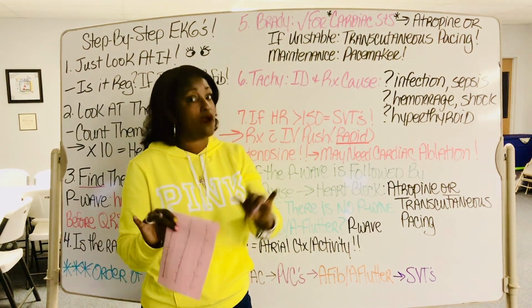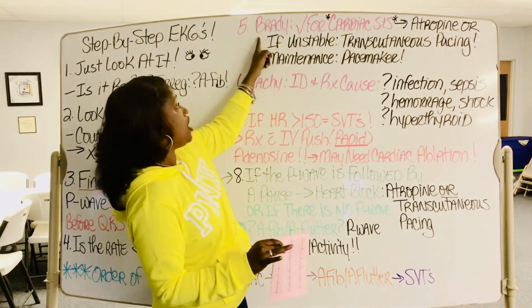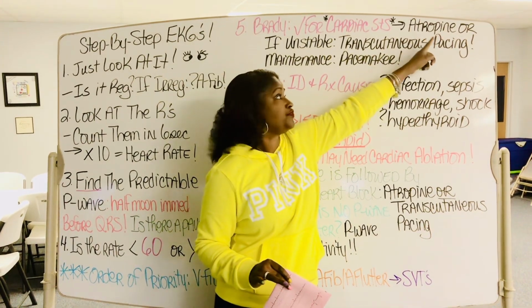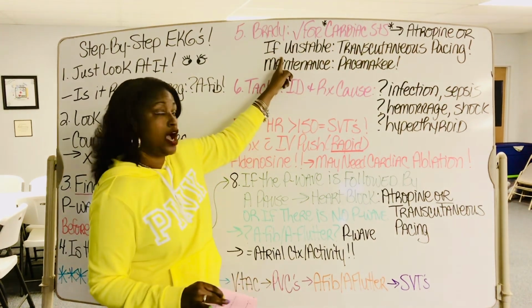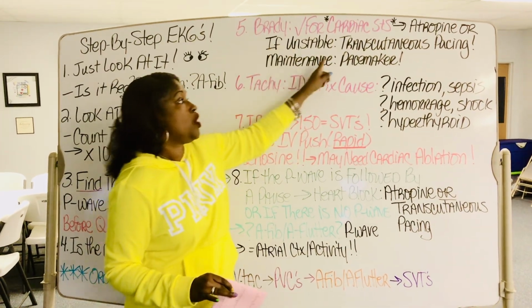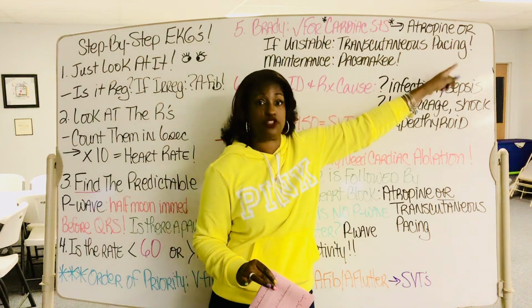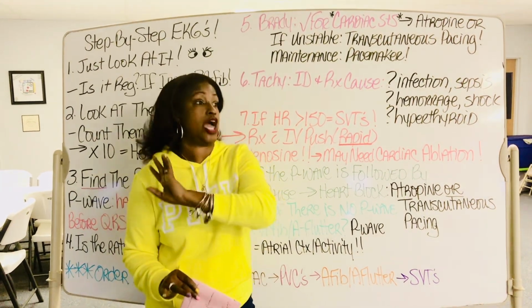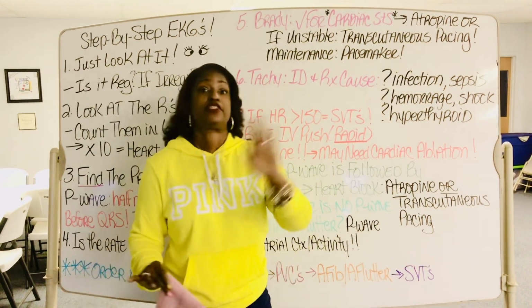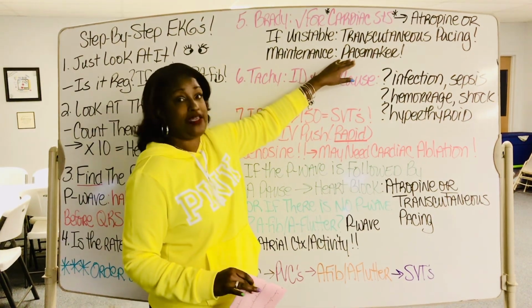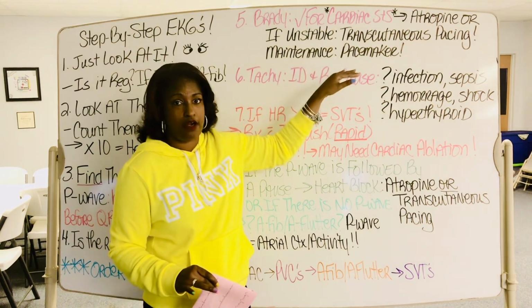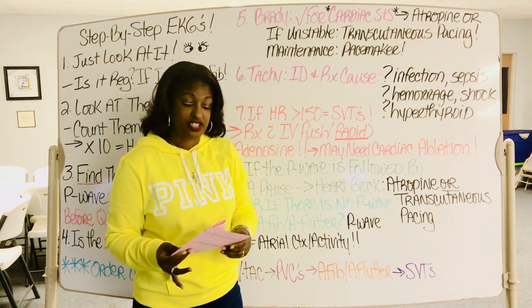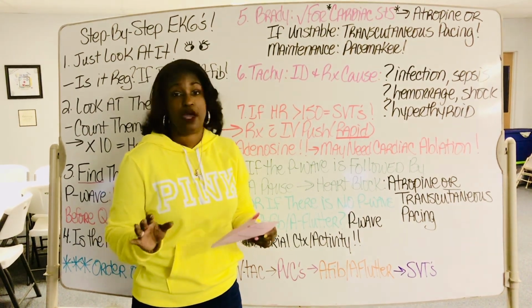And if we care and they're symptomatic and the heart rate is less than 60, consider atropine, or if they're unstable and that didn't work, we may have to do some transcutaneous pacing. Maintenance for that patient, which means next week, next month, to stop it, may need to be a pacemaker. Know your bradycardia. It's really an easy strip to know. It's not that hard. It's actually pretty reasonable. No sweat off your brow.